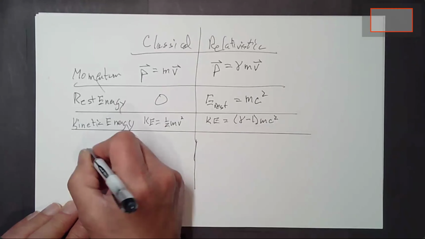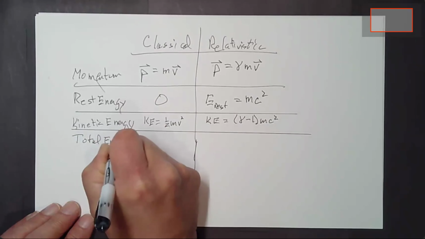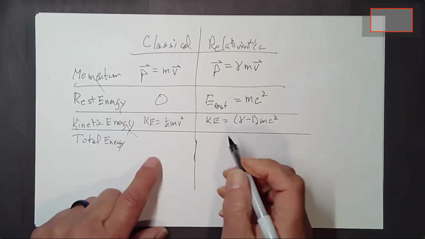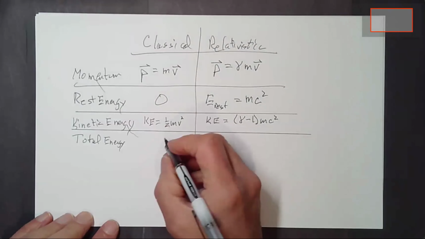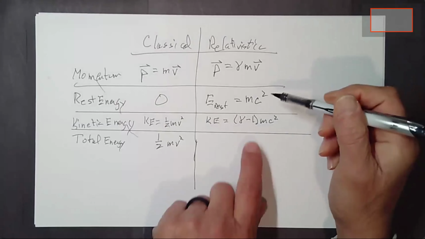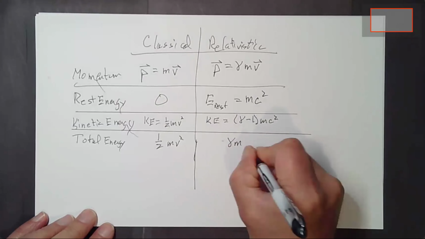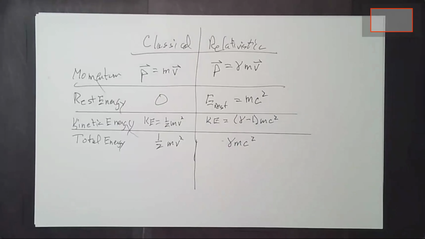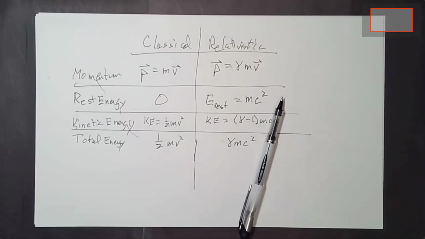And then there's a total energy. And classically, the total energy is just going to be the sum of the rest energy and the kinetic energy. Classically, it's just 1/2 mv squared. But when you add these two together relativistically, you end up with gamma mc squared. And so that's quite a bit different and seems kind of odd, but let me show you some graphs of these.